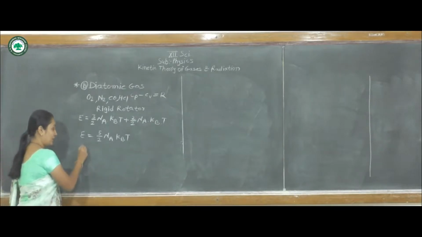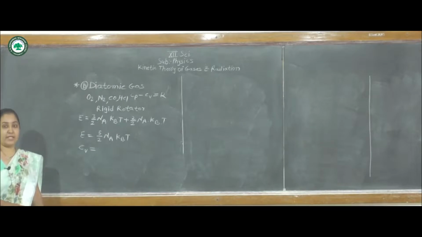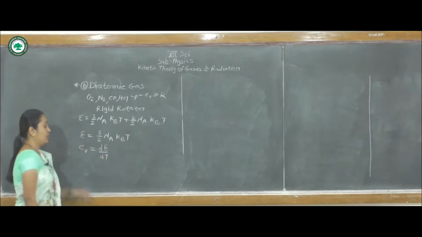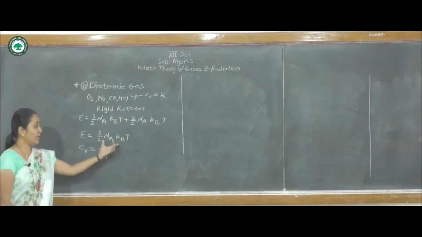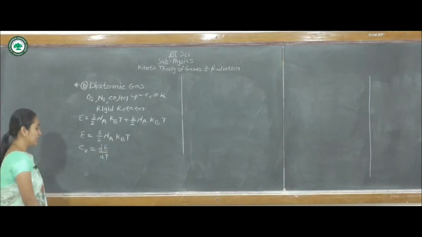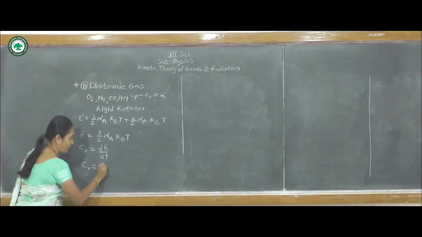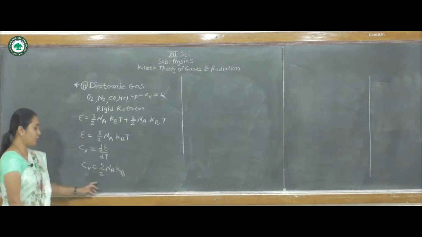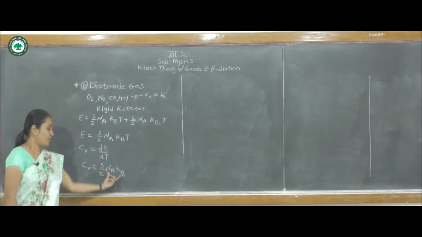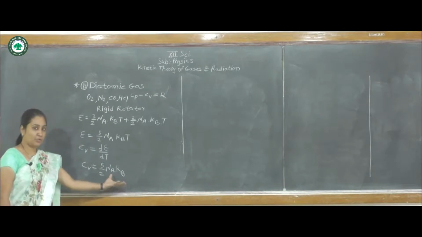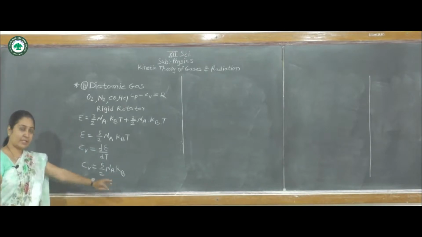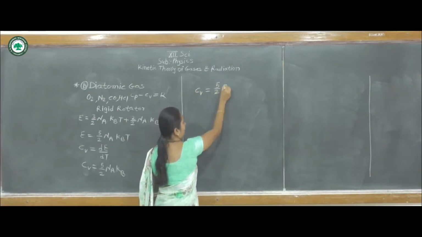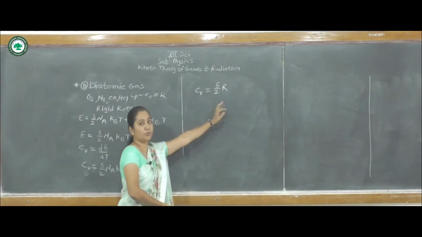Now we can calculate Cv, that is specific heat at constant volume, equal to dE upon dT. So from this equation we can write Cv is equal to 5 upon 2 Na into Kb. Na into Kb is nothing but R, the universal gas constant. So this equation can be written as Cv is equal to 5 upon 2 R.